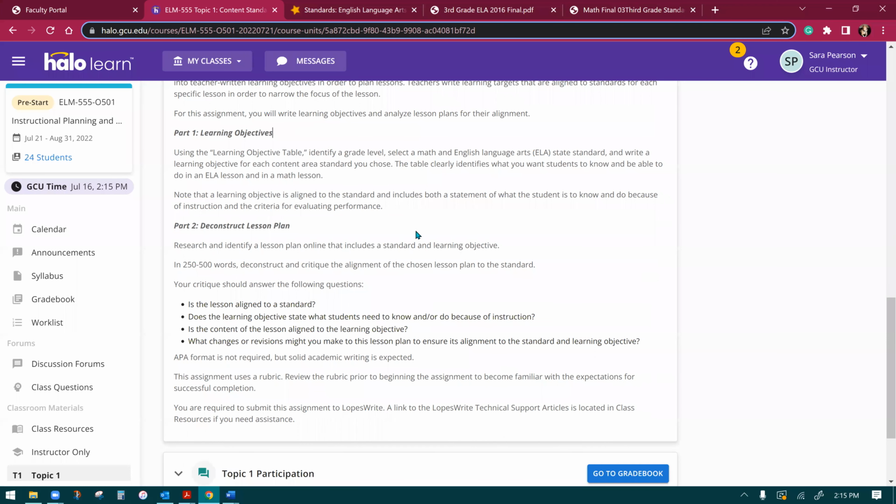Part 2 says that you need to research and identify a lesson plan that includes a standard and learning objective. So you just need to find a lesson plan from any resource. It doesn't matter which one. I recommend when doing a Google search, do not do a vague or general Google search. I would search a standard and then lesson plans, because if you just type in math lesson plans or 3rd grade lesson plans, you tend to not get great results. But when you search by a standard, you tend to get much better results.